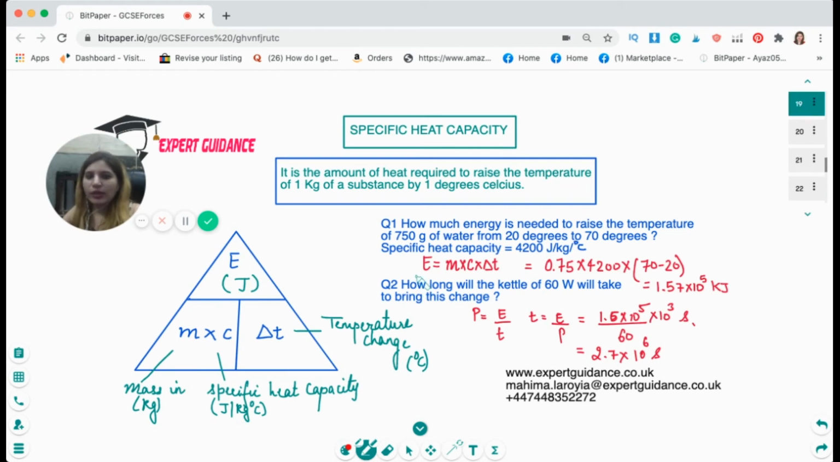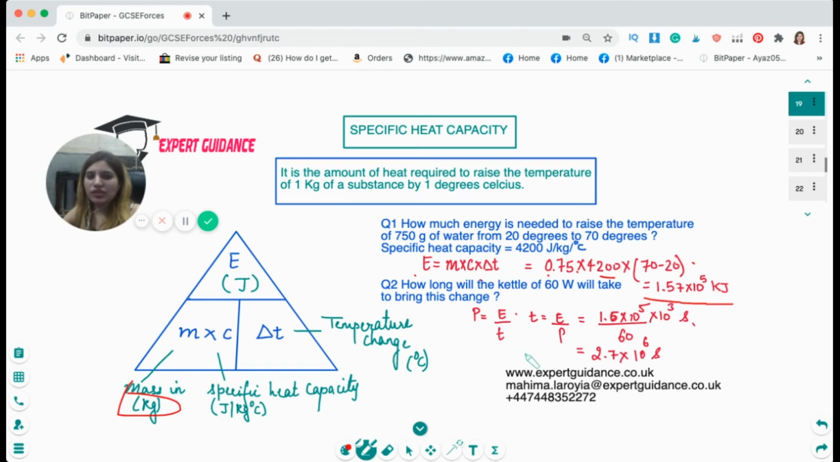Now, we know energy is mcΔT. My mass is 750 grams. It has to be in kg, so that becomes 0.75 times 4200 times the temperature change, which is 70 minus 20, and that gives 1.57 times 10 to the power 5 joules.